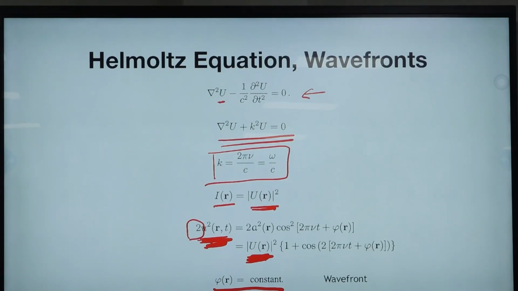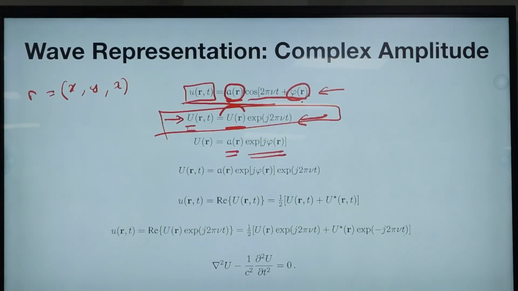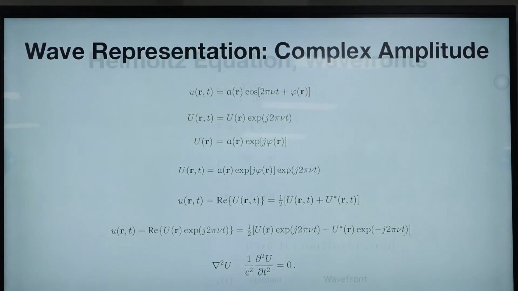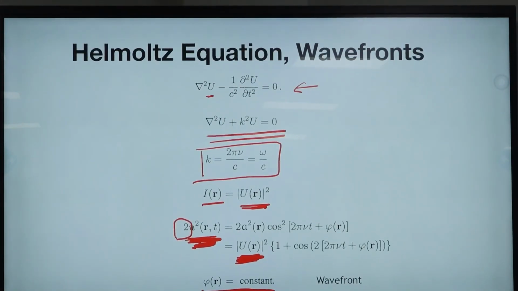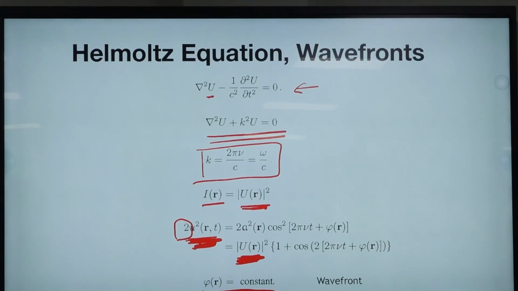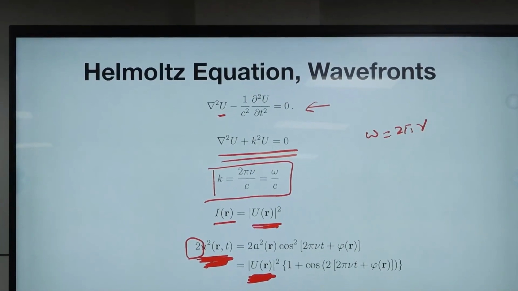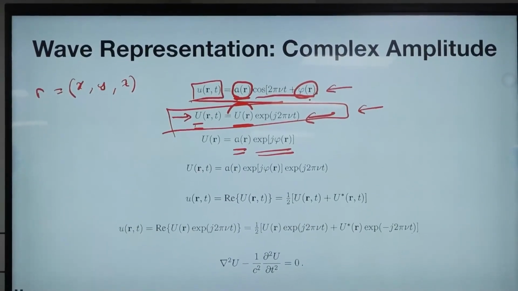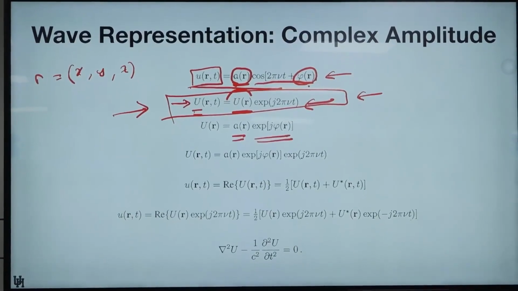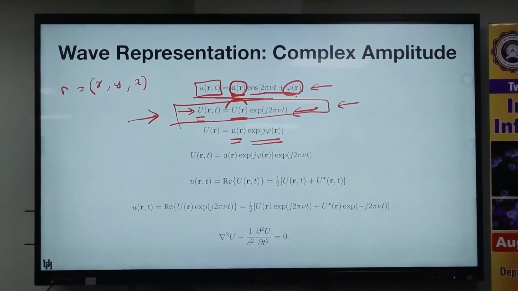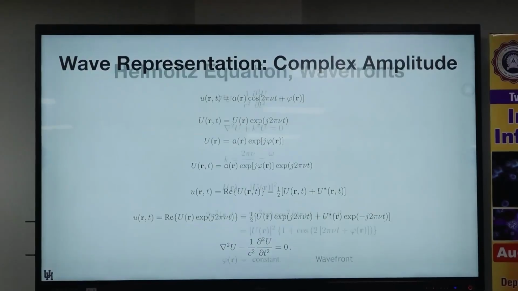Sure. So if you plug this into the Helmholtz equation and simplify, with omega equal to 2 pi nu, it will simplify to this. Okay, that's how you get to that.